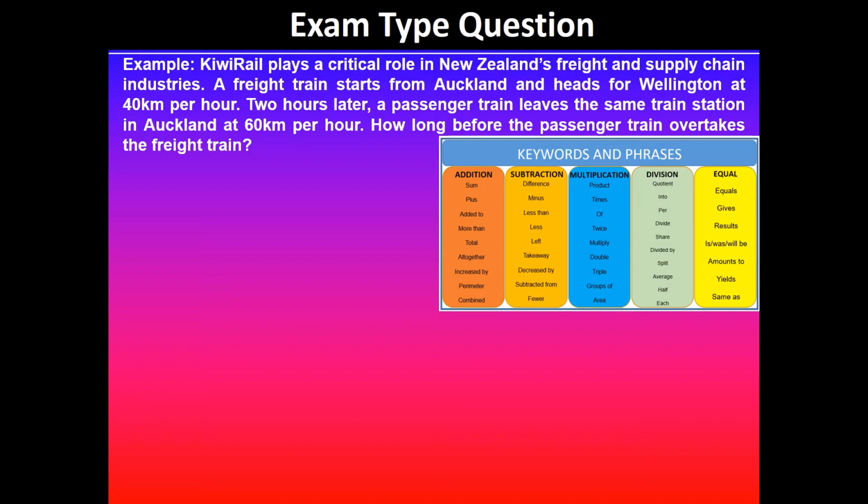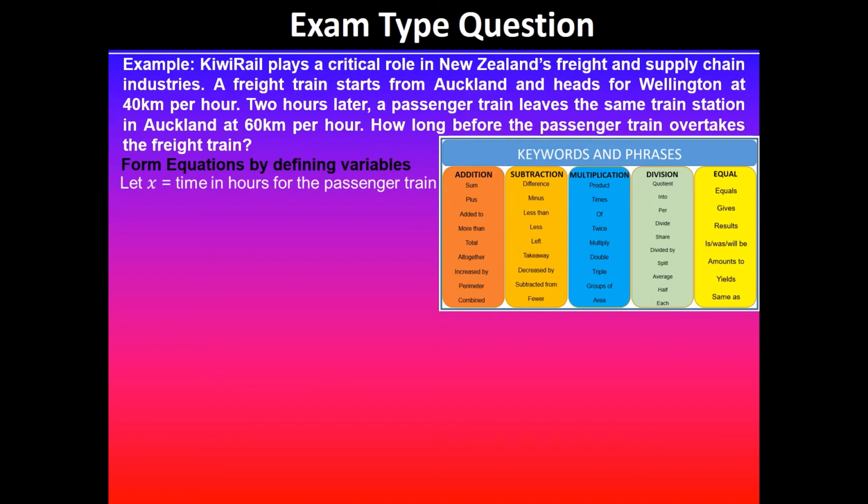Now, in this case, you need to know that how long implies time. So you are finding the unknown, which will be time. So using the information given, we'll form equations by defining the variables. And in this case, we can let x be time in hours for the passenger train.